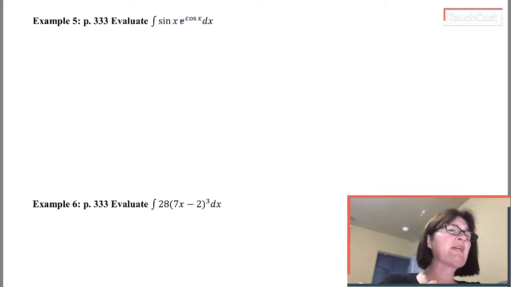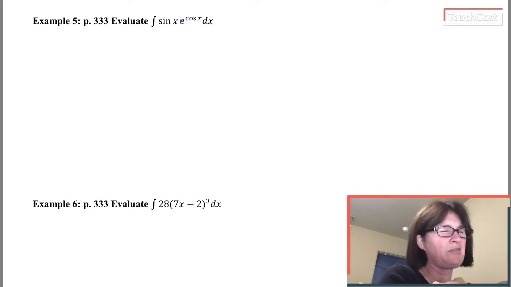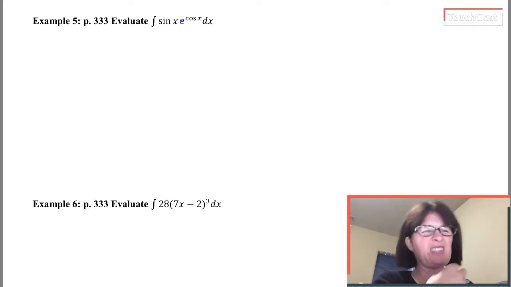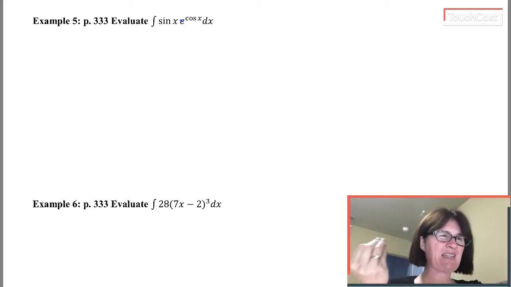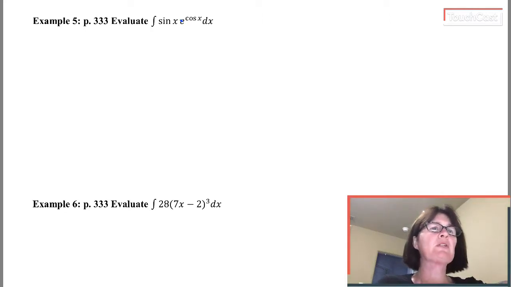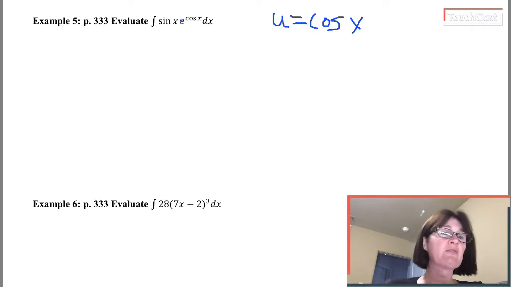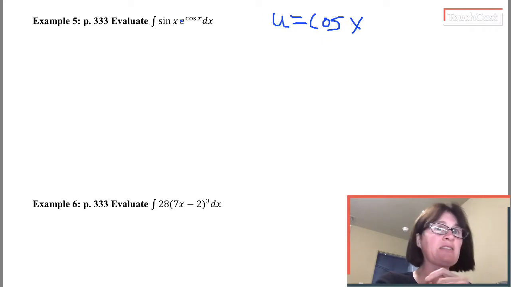So when I look at e to the cosine of x, I think about e to the something. Well, what's the derivative of e to the something? Well, it's e to the something else. I don't have an e to the something as a factor in this product. But if I think about setting u equal to cosine of x, and then I think about the derivative of cosine of x, well, the derivative of cosine of x is negative sine of x.